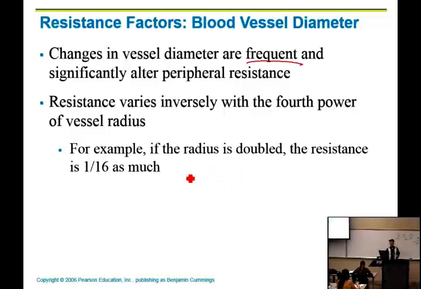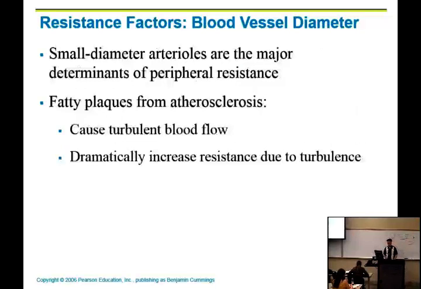But if you look at it, and you think about factor of 4, okay? So this is saying if the radius is double, the resistance is 1/16 as much. So it's not half as much. If it was linear and we doubled the radius and made it twice as big, then the resistance would be only half as much, okay? But this is 1/16 as much. It's a factor of 4. So any change that you make in the diameter has a big change in terms of resistance, and that scales to flow and pressure, okay?